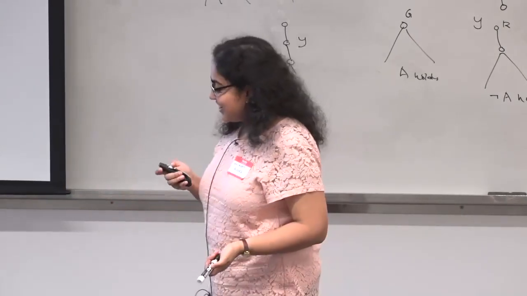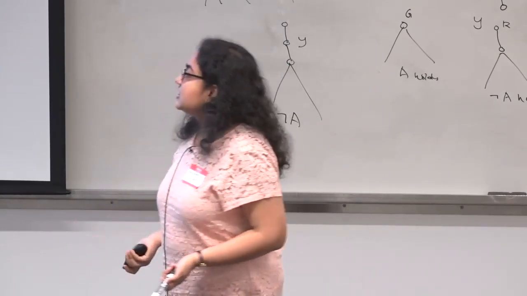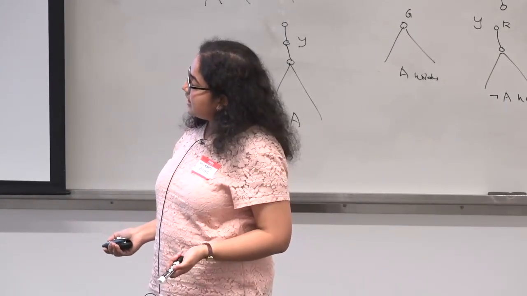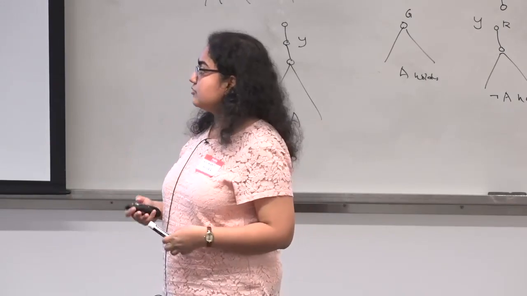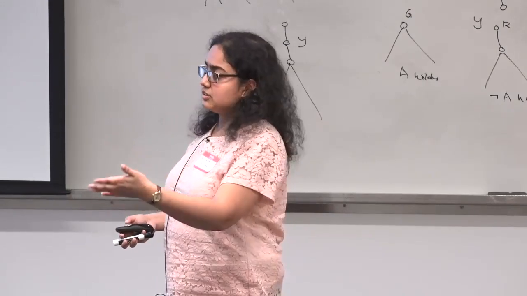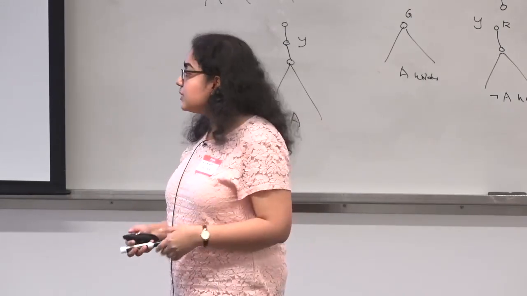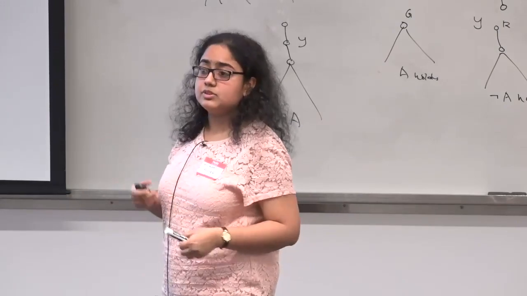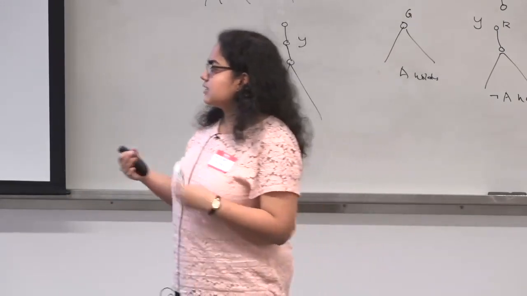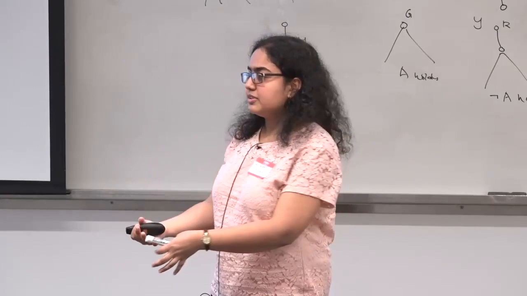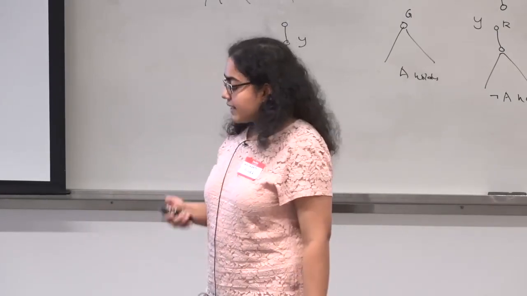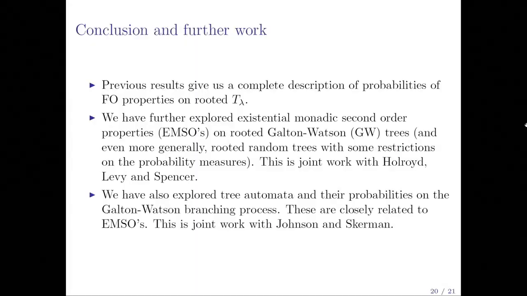So anyway, the last thing that I wanted to say is that we also found that the probabilities of these first order properties conditioned on survival are nice functions of lambda and p sub lambda, which is the survival probability of the tree itself. And they can be mostly expressed by polynomials and iterated exponentiations.